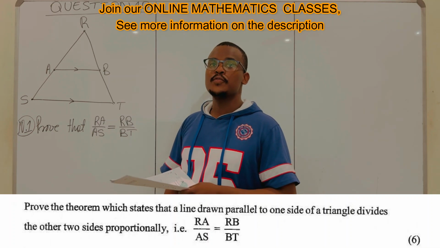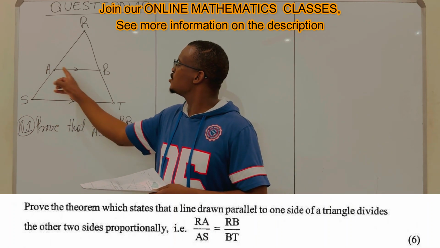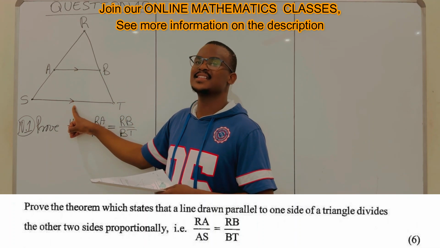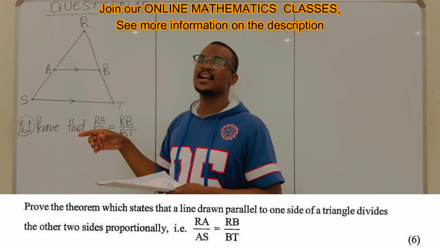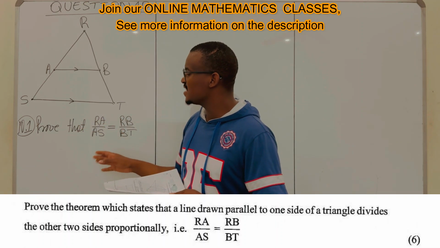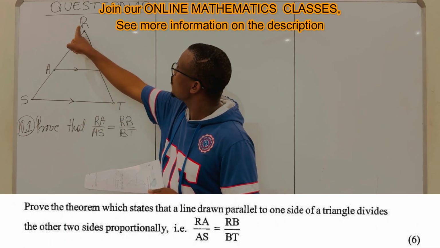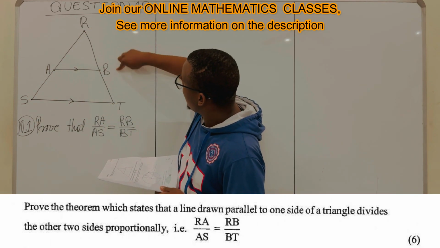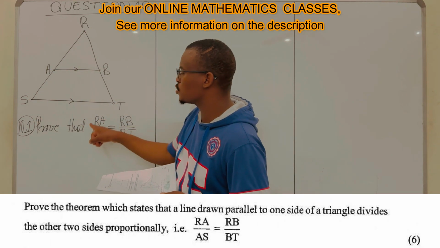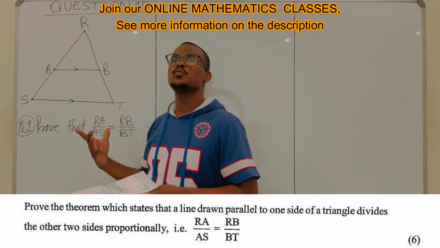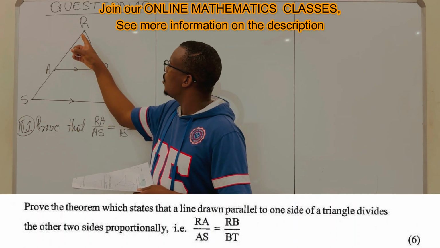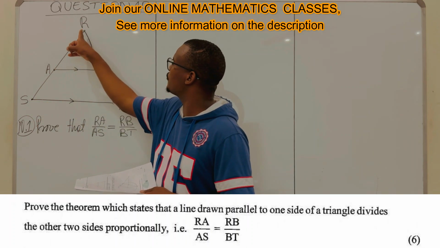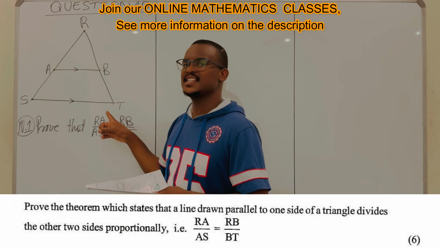So, they want you to prove a theorem which states that a line joining two sides of a triangle, such that it is parallel to the third side, will divide the two sides of your triangle proportionally. Which means in this case, they want to prove that your RA over your AS should be the same as your RB divided by the BT. That's what they wanted to show here. So they wanted to show that the ratio of RA to AS is the same as that of RB to BT.